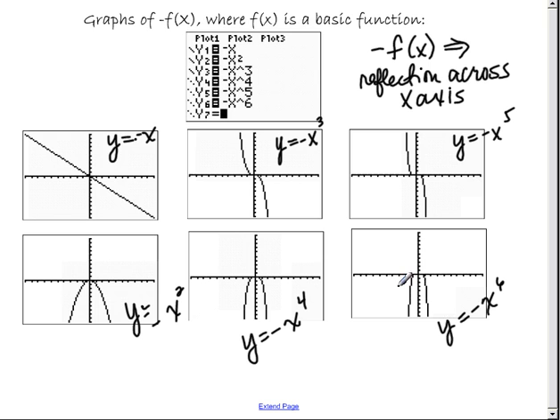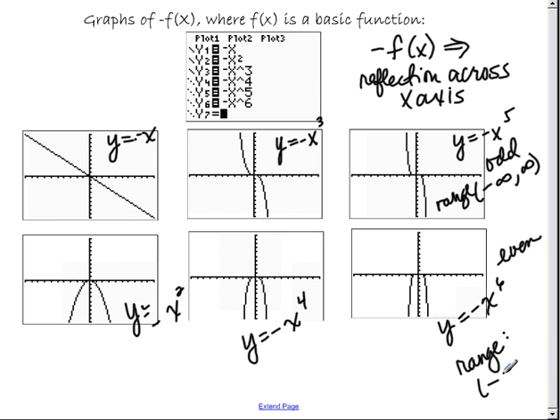So what is happening? Do you still see that the range, when it's odd, the range is still all real numbers, right? And whenever it is even, the range changes now. It is negative infinity to 0. So we talk about what happens at the ends of these functions, and it has to do with the power and the coefficient of that leading term.